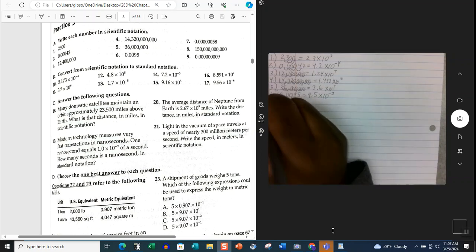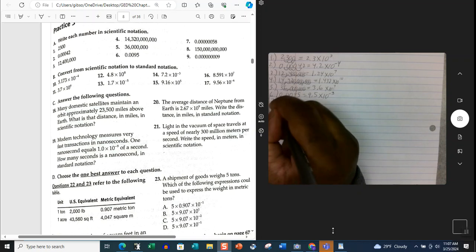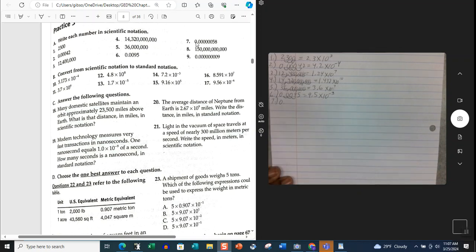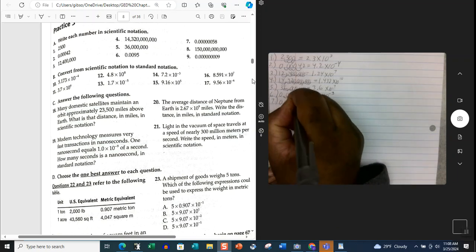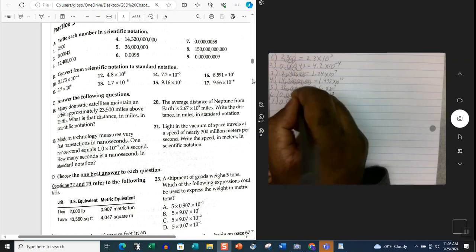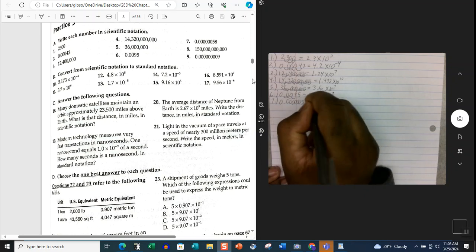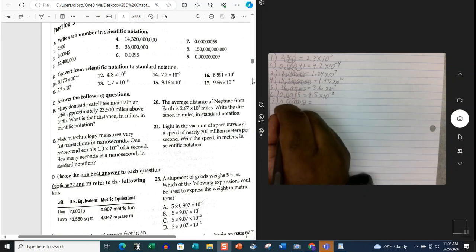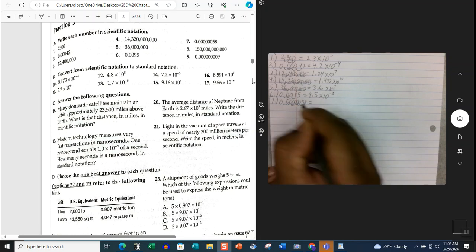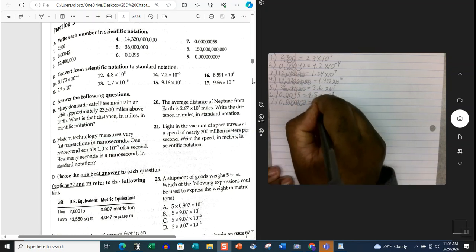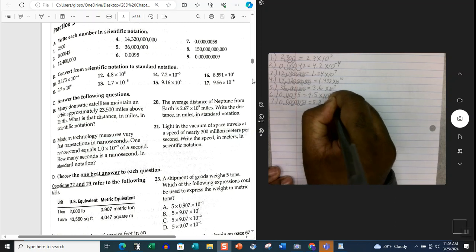Okay, number 7. We have 0. Now we count how many zeros we have. 1, 2, 3, 4, 5, 6 zeros. 1, 2, 3, 4, 5, 6, and then 5, 8. We move this decimal 1, 2, 3, 4, 5, 6, 7 places. So it's 5.8 times 10 to the negative 7.